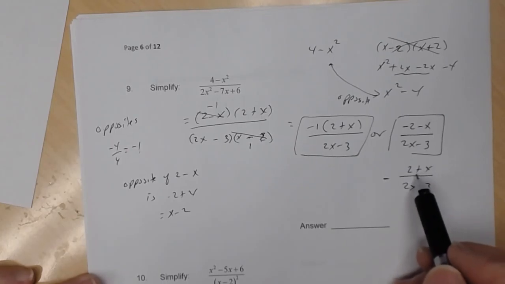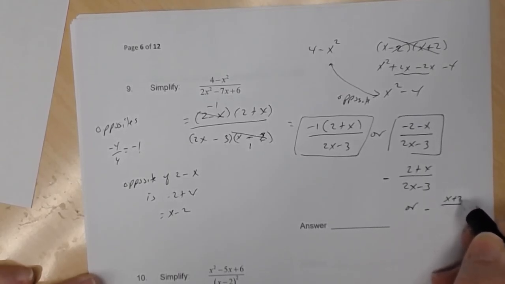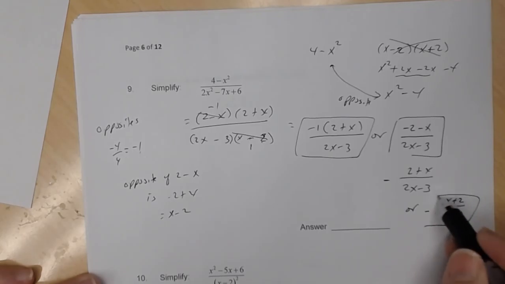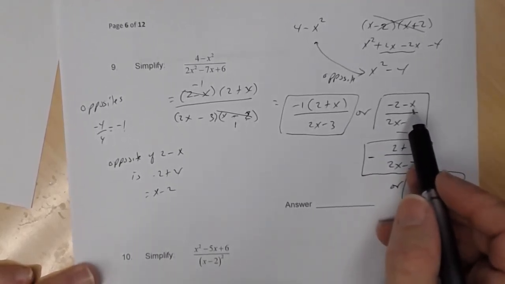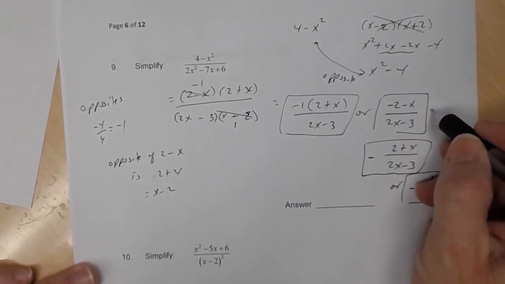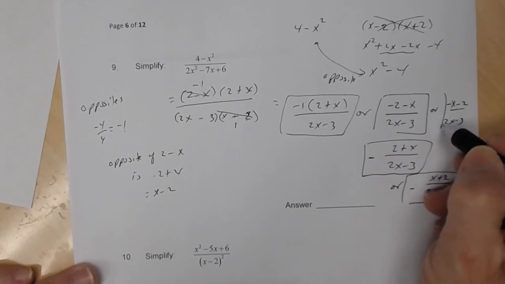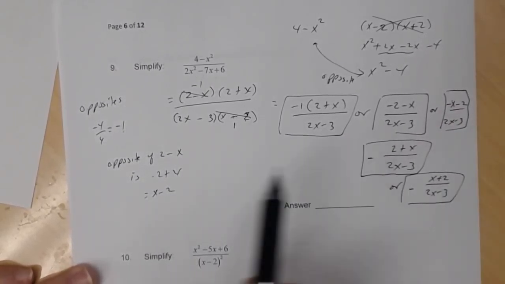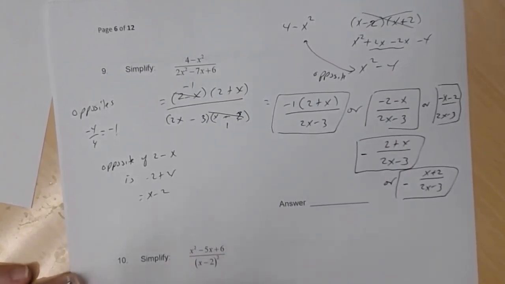Now, notice I keep putting 2 plus x. You could have said x plus 2. It doesn't matter. Or negative like this, x plus 2 divided by 2x minus 3. So these are all ways of writing the same answer. Or you could have said right here, negative x minus 2 divided by 2x minus 3. So again, there's a multitude of ways to write the answer. But you had to use the fact that in here you had to use opposites.